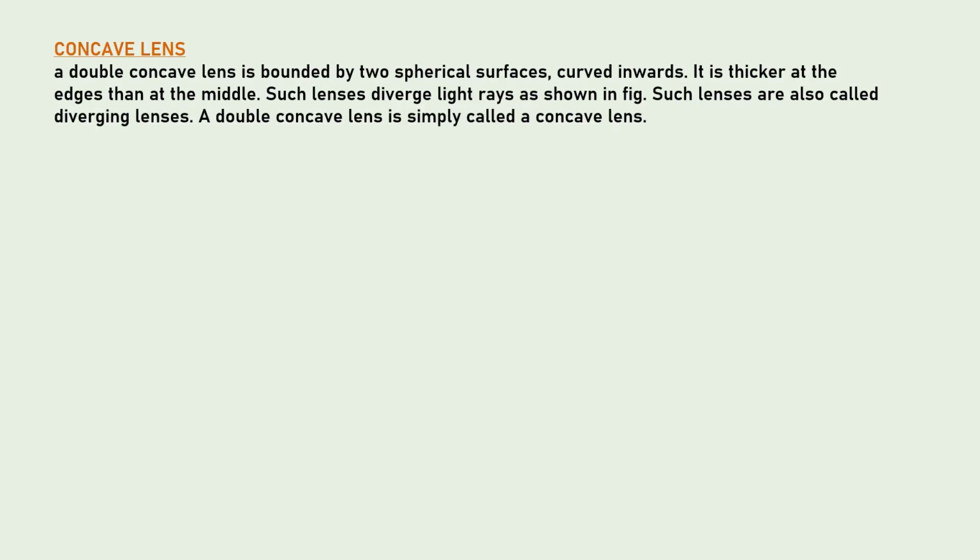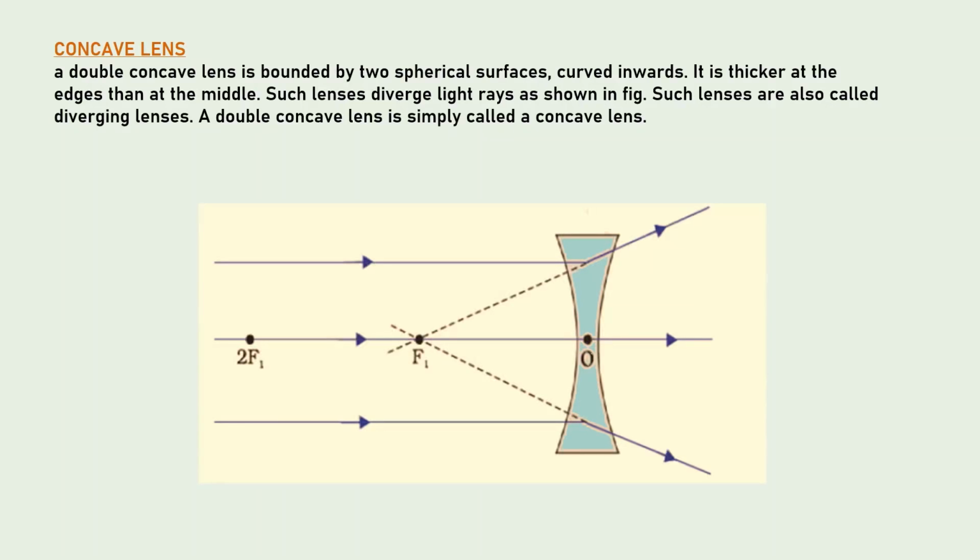Concave lens. A double concave lens is bounded by two spherical surfaces curved inward. It is thicker at the edges than at the middle. Such lenses diverge light rays as shown in figure. When a parallel beam of light is incident on it, it diverges all the rays. When we extend these rays geometrically, they will meet at the principal axis at a single point. This point is called principal focus of the lens.